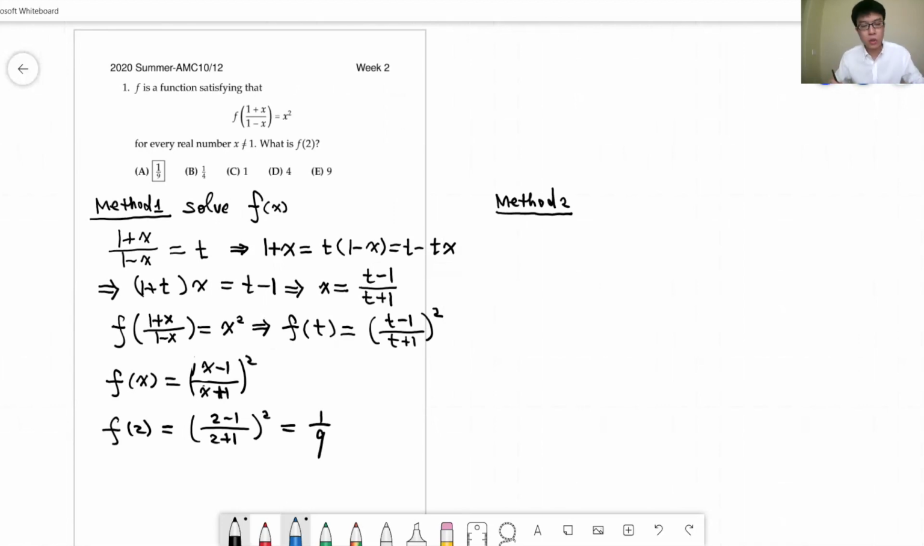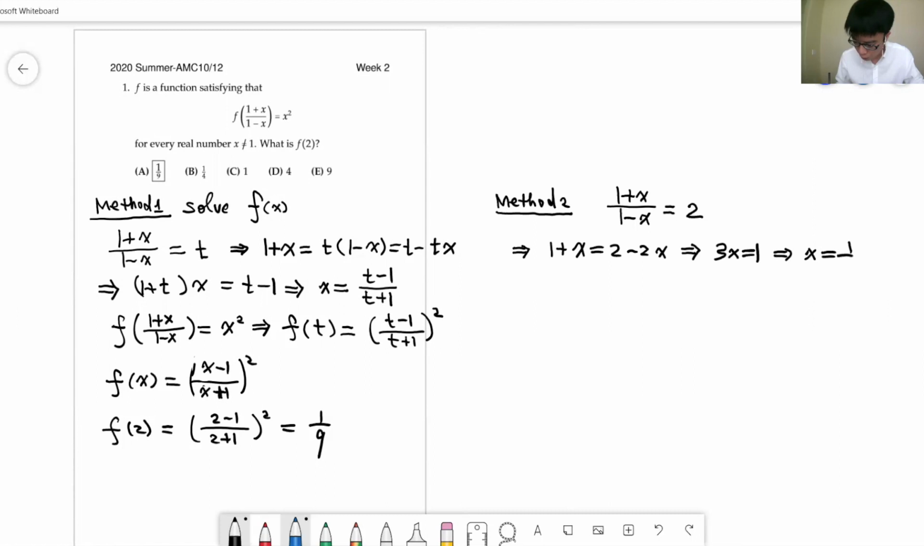Because we're going to solve f of 2, let's try to solve for x such that (1 plus x) over (1 minus x) equals 2. Then we can solve 1 plus x equals 2 minus 2x. This gives 3x equals 1, and so x equals 1 over 3.